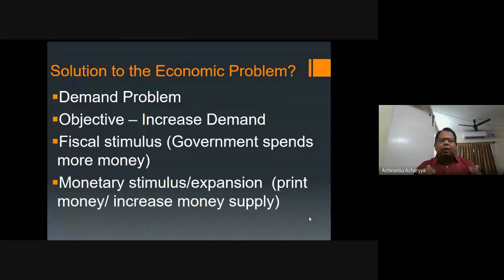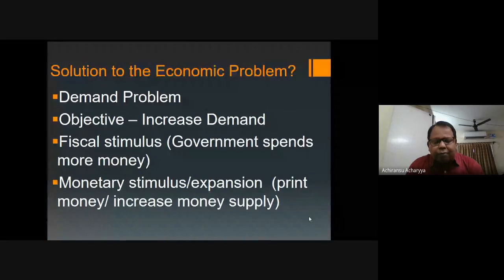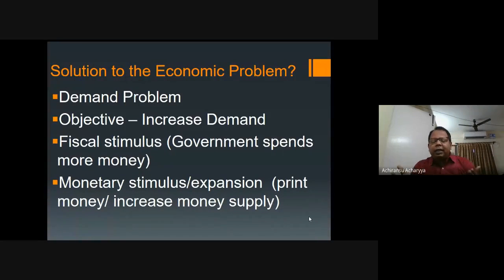Now, let us straight away come to the problem that you are facing right now, the COVID-19 problem and its impact on the economy. So we pose this question as students of economics. I also consider myself a student of economics. I have a lot to learn, and to learn from you. So the solution to the economic problem could be that it's a demand problem.